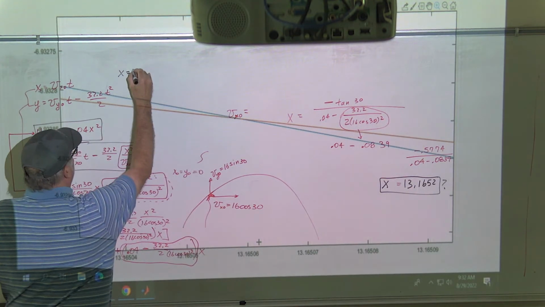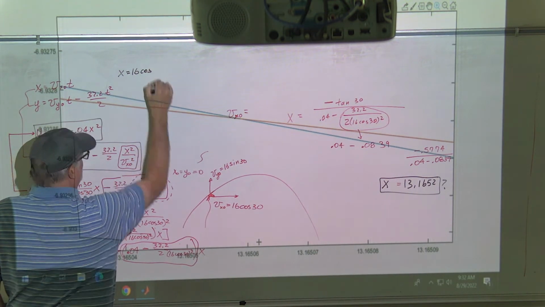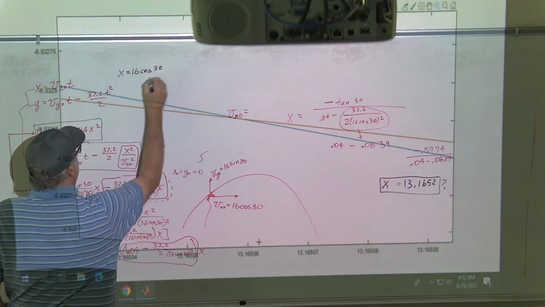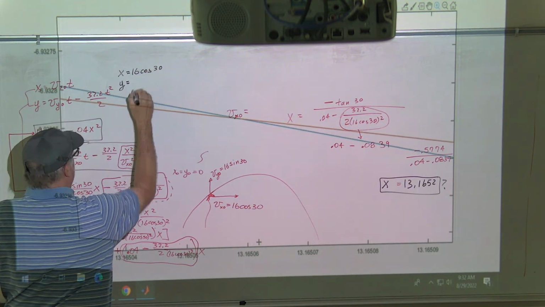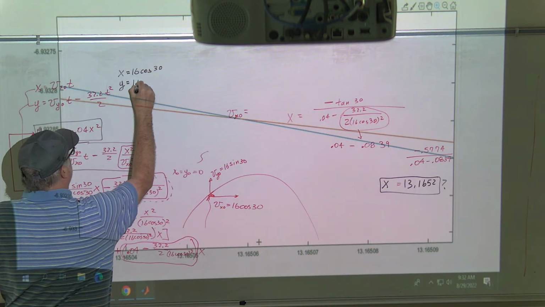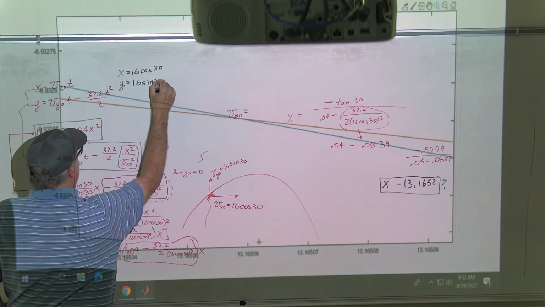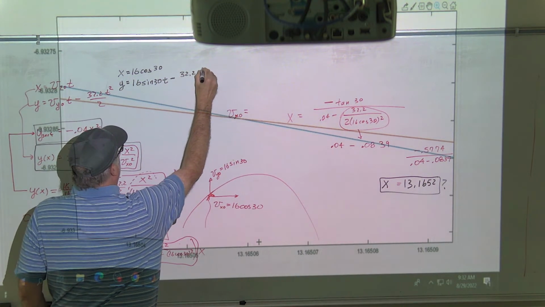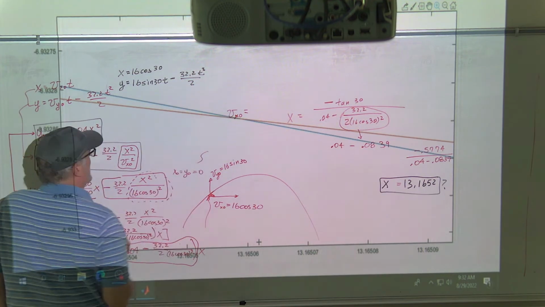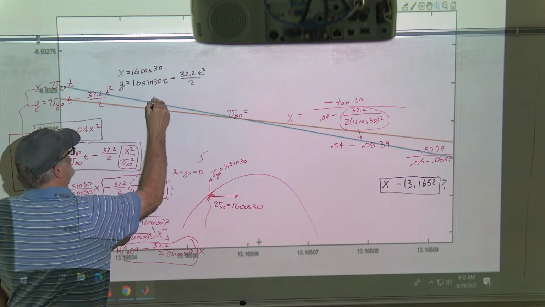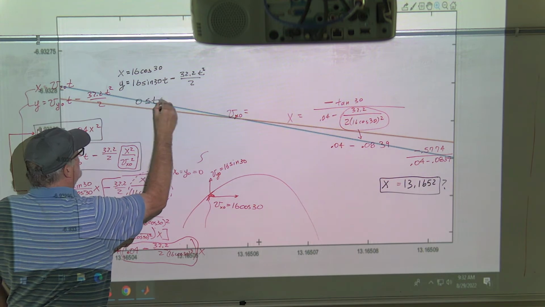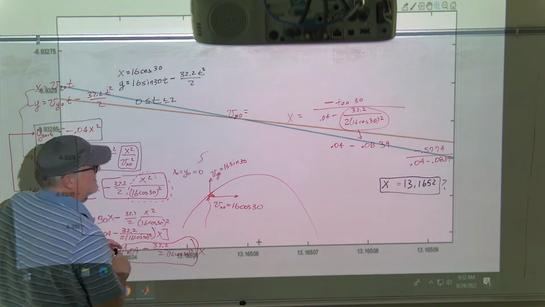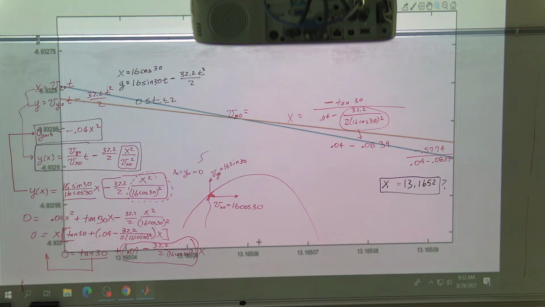16 cosine 30, and y is equal to 16 sine of 30 t minus 32.2 t squared over 2. I'm just going to start randomly guessing. I'll say t is between 0 and 2 seconds and see what happens. So how do you do this as opposed to the other, in MATLAB, in other words?